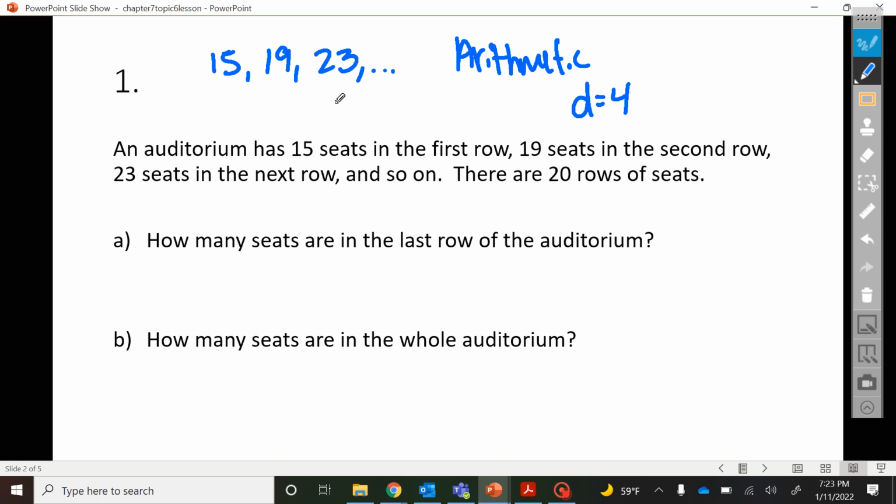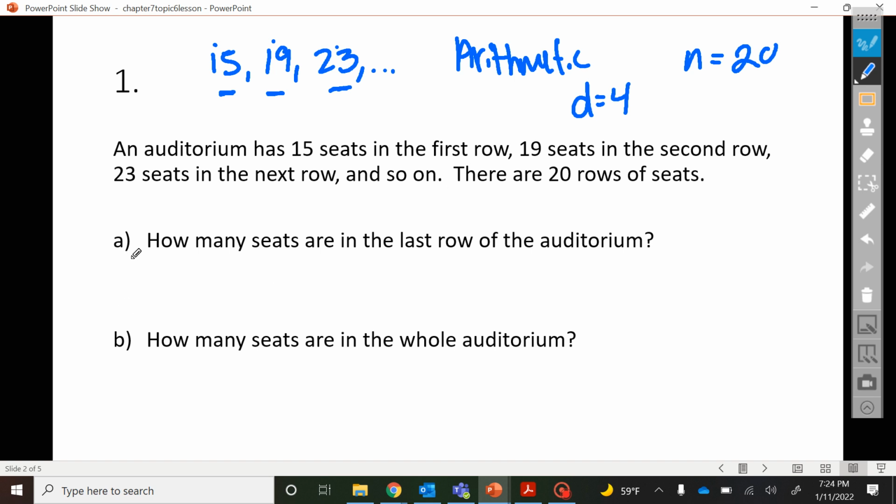Each one of these terms in the sequence represents a row in the auditorium. There are 15 seats in the first row, 19 seats in the second row, 23 seats in the next row, and so on. There are 20 rows of seats. So the number of terms, n, is 20, because in this problem the terms are the rows: row 1, row 2, row 3. So we're looking at an arithmetic sequence here.